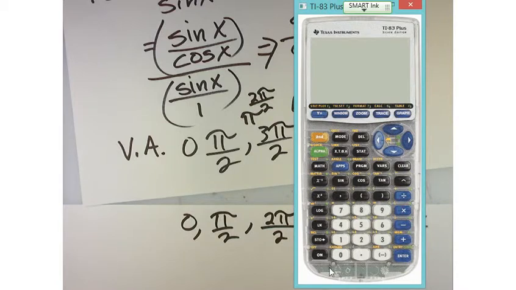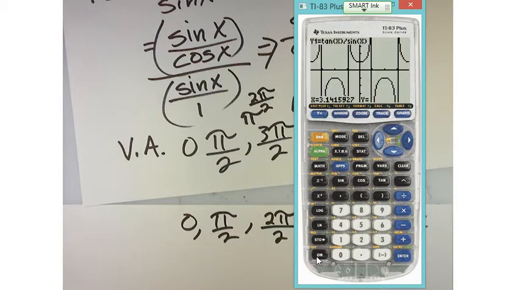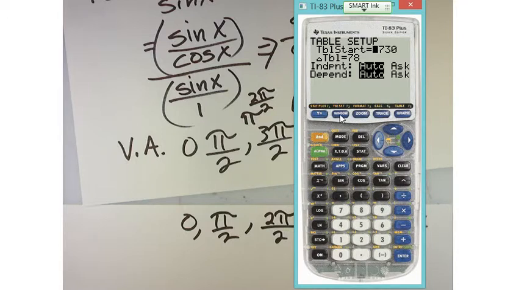So if I come in here and I hit the graph, here's what I'm going to do to make my life easier. I'm going to go table, and let's start at 0. And let's have our increment. It looks like we're counting by pi over 2, right? Indeed. So let's have our increment be pi divided by 2. And now let's look at our table of values and see what we get for y.